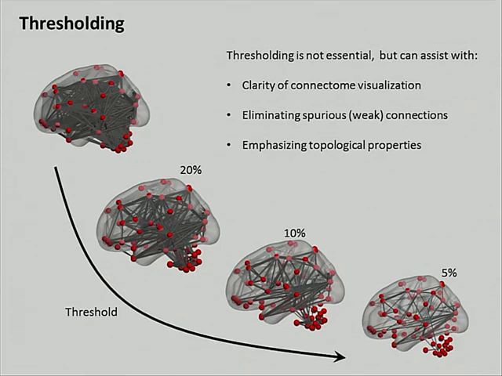To begin with, thresholding is one of the most basic operations that can be performed on a connectome. It simply involves ordering the connections according to weight. This might be the streamline count for structural networks, or it could be the functional connectivity for functional brain networks, and then eliminating the weakest connections until we reach a desired connection density. The reasons for thresholding are that it can improve the clarity of connectome visualization, it can eliminate spurious connections, and finally, we'll see in a moment that it can emphasize certain topological properties.